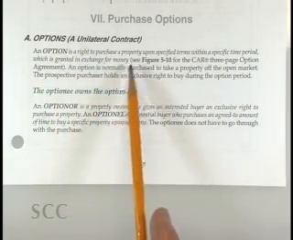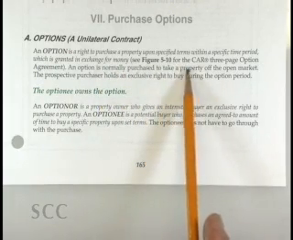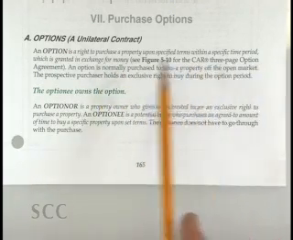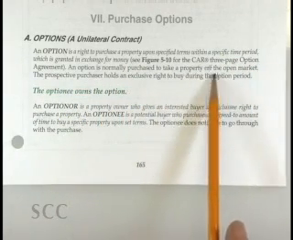An option is normally purchased to take possession of property, or take property off the open market. The prospective purchaser holds an exclusive right to buy during an option period.